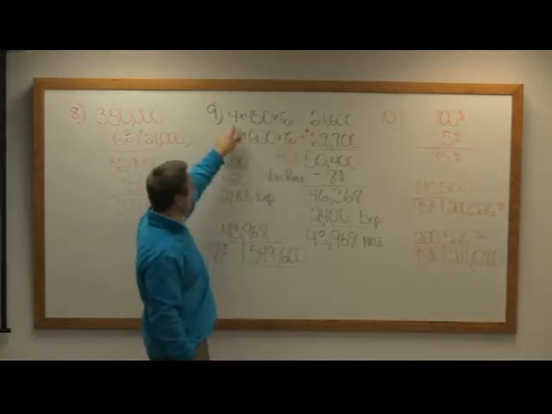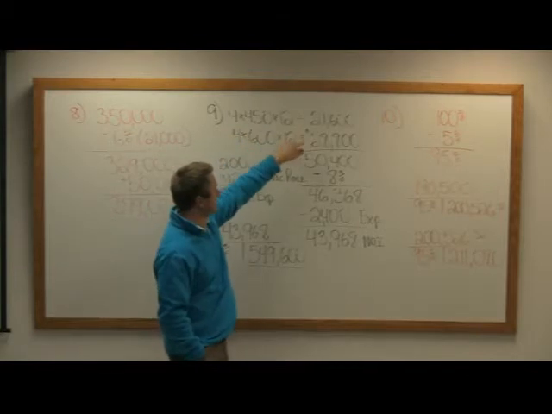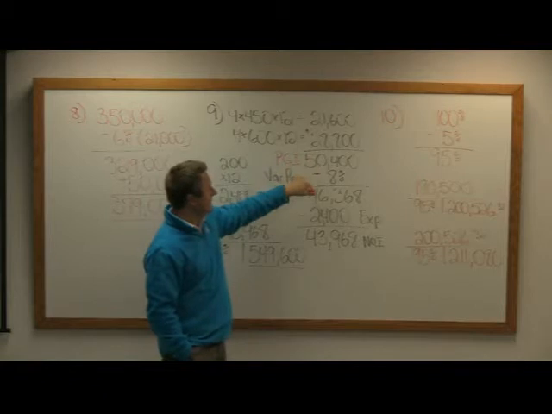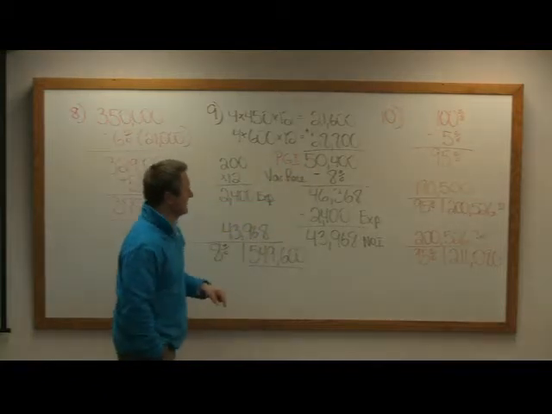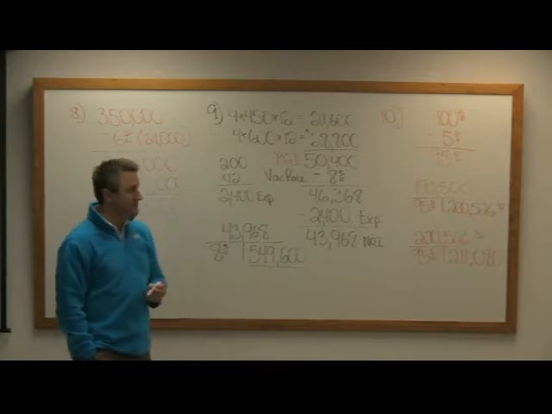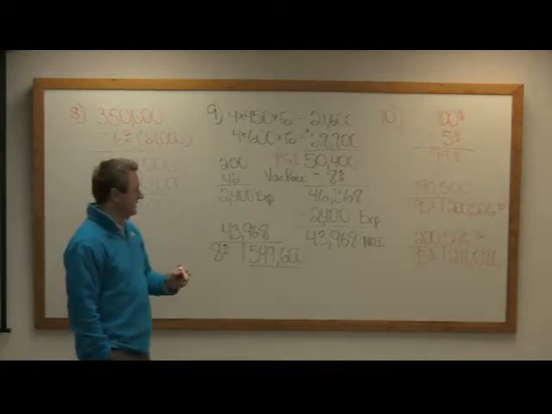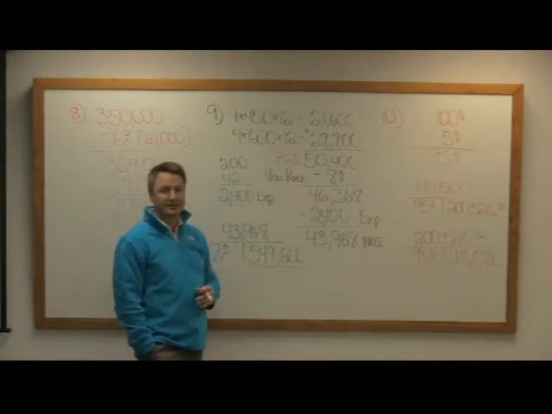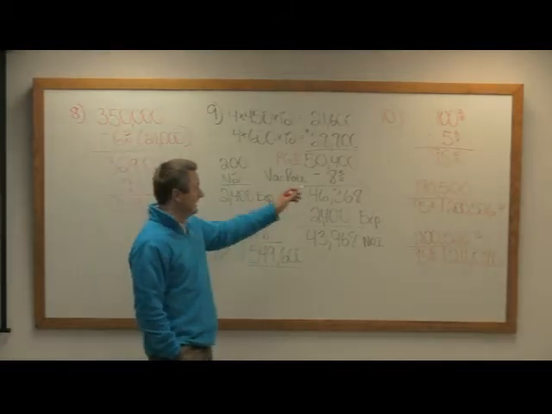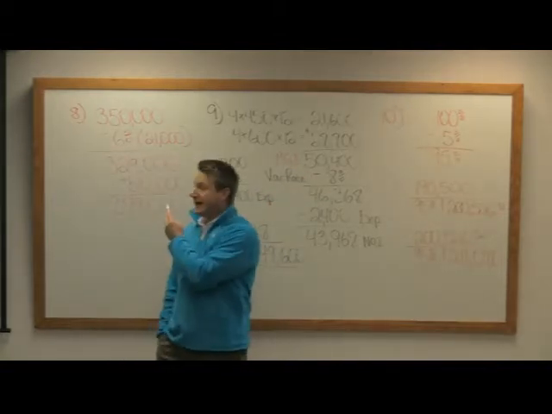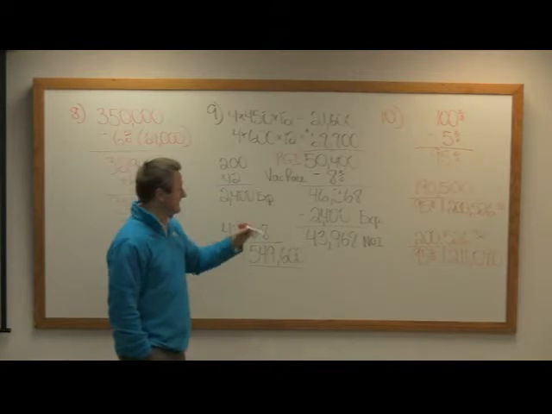So I take the 4 units times the $450 times 12 months, and 4 units at $600 times 12 months, and then I add those 2 together, I get $50,400. Then I subtract out my 8% vacancy rate, and I get $46,368.